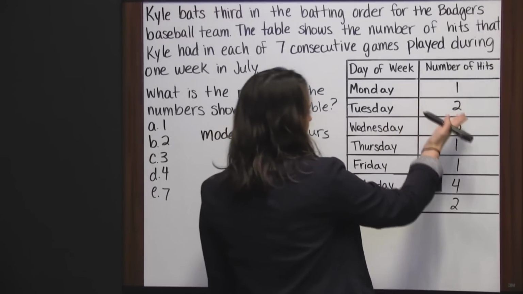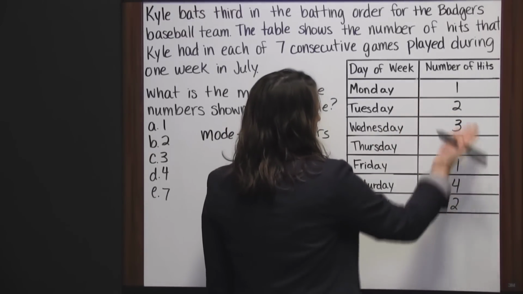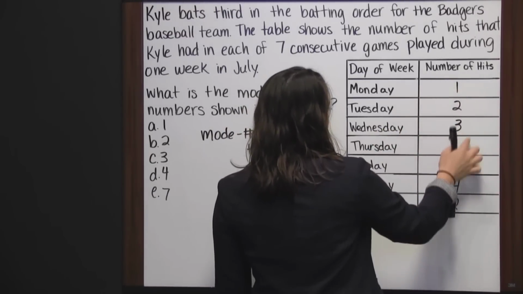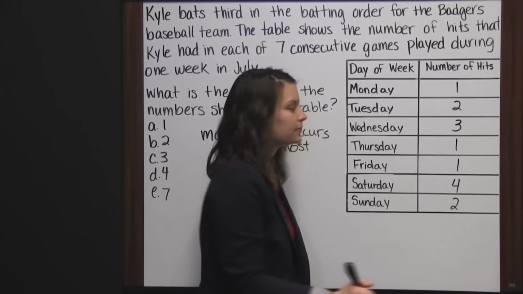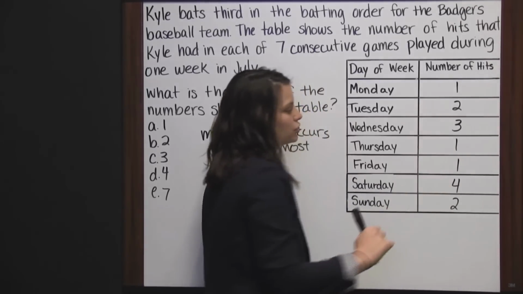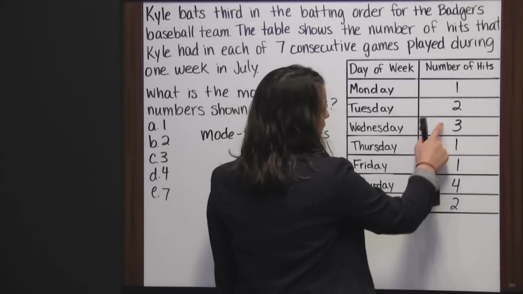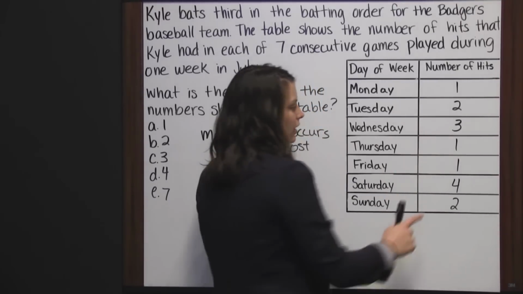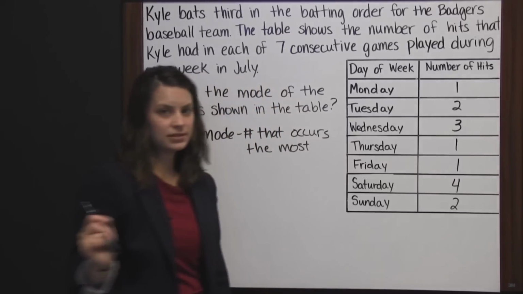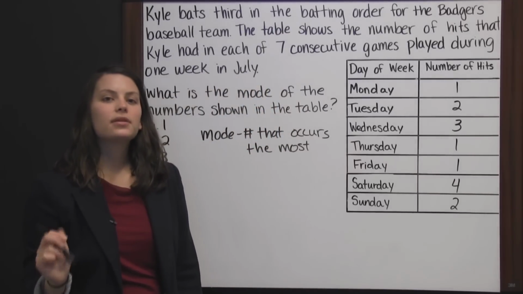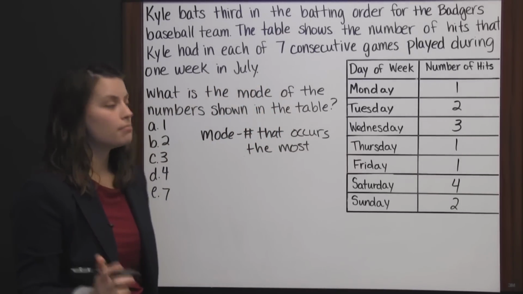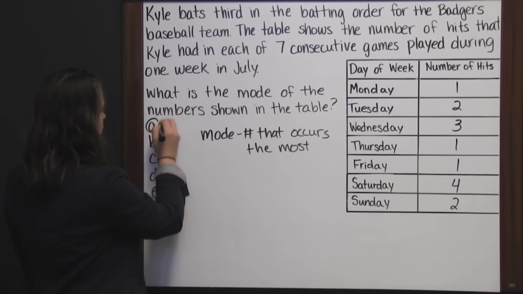So out of these numbers, 1 occurs 1, 2, 3 times. 2 occurs twice. 3 occurs once, and 4 occurs once. So the number that occurs the most, or the mode, is the number 1.